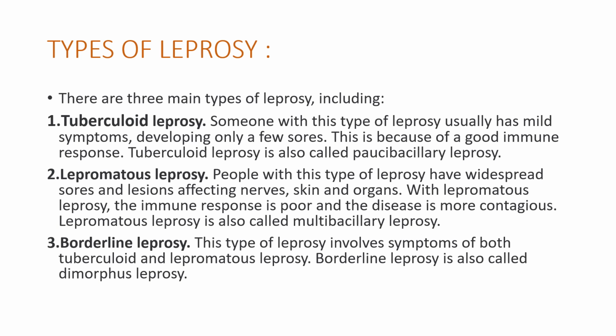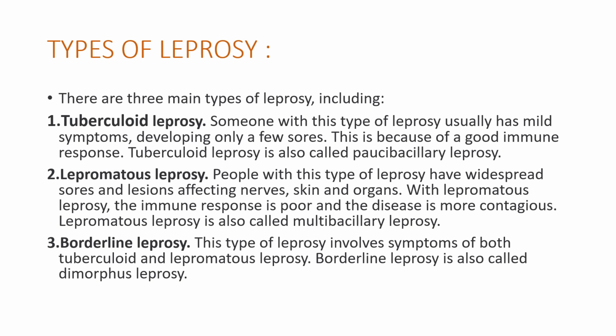Types of leprosy. There are three main types of leprosy. 1. Tuberculoid leprosy. Someone with this type of leprosy usually has mild symptoms, developing only a few sores. This is because of a good immune response. Tuberculoid leprosy is also called paucibacillary leprosy.